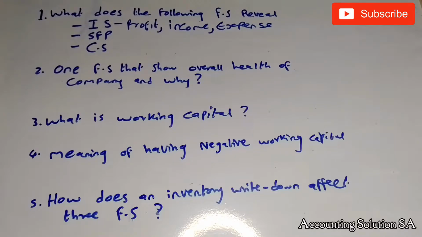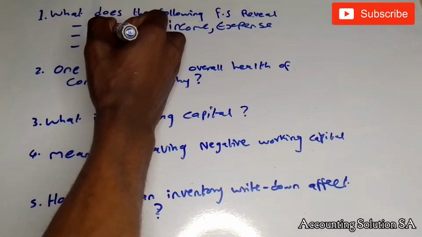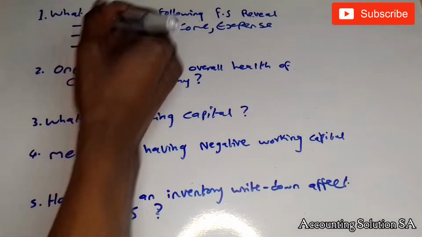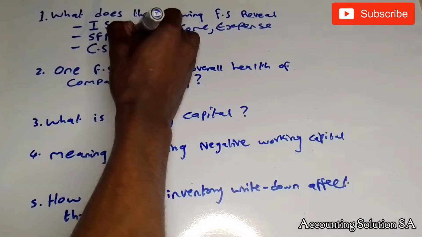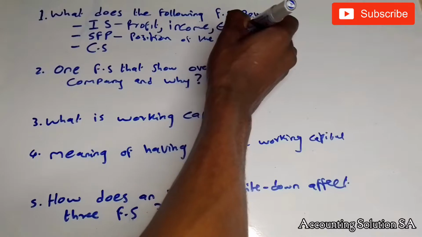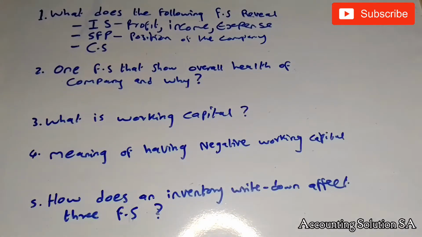So number two is the statement of financial position. What does the statement of financial position reveal? You must know that this financial statement reveals the position of the company. This statement reveals whether the company has more assets and less liability, or more liability and fewer assets. You know that if we have fewer assets and more liability, we're in trouble, or we are not in a good position. So you must be able to expand this answer.